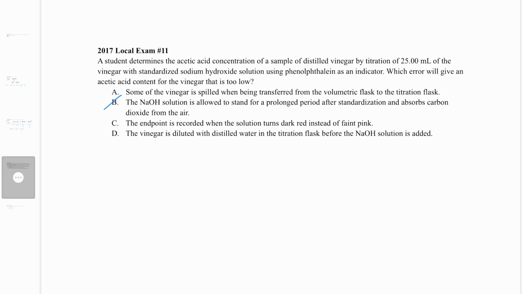C, the endpoint is recorded when the solution turns dark red instead of faint pink. When it turns dark red, then that means you've added too much sodium hydroxide. And when you've added too much sodium hydroxide, that will also inflate the concentration of acetic acid, so it can't be C. And D, the vinegar is diluted with distilled water in the titration flask before the NaOH is added. Diluting it doesn't change the amount of acid, so you're going to need the same amount of sodium hydroxide, and it won't lower the result. So D is also wrong, and therefore the only answer that we have is A.